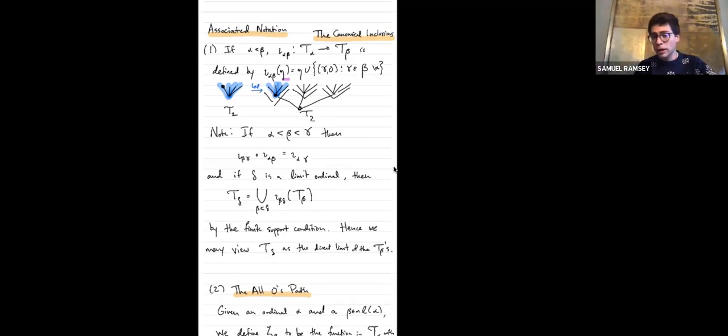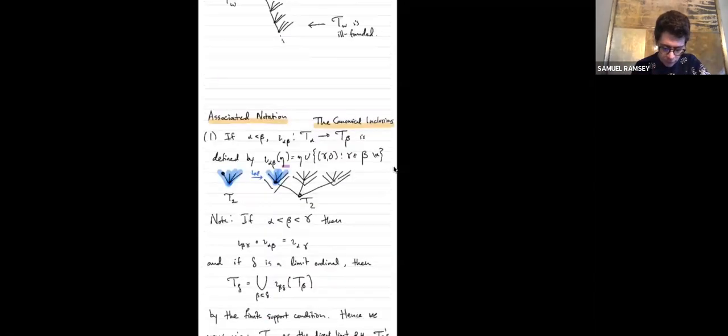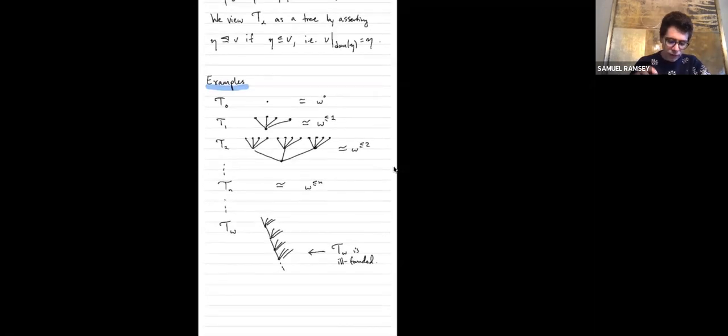So how can I do that? What does it mean to take a direct limit? Normally you'd like to take a union, but the functions don't have the right domain. But if I extend them to delta, then it really is the union. And you see this picture here, right? So T0 is like omega to the 0. T1 is like omega to the less than or equal to 1. T2 is like omega to the less than or equal to 2, so on and so forth.